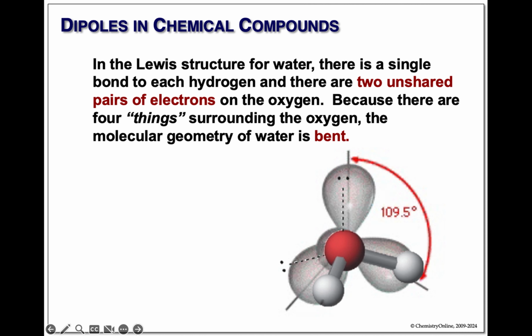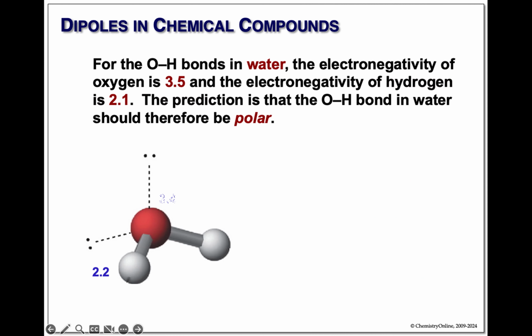Okay, well, so water is bent. We looked at the table of electronegativities. We said hydrogen was about 2.2 and oxygen was 3.4. Our prediction here is that these covalent bonds will be polar. The oxygen will draw the electrons away from the hydrogen, and we have two little dipoles like this.